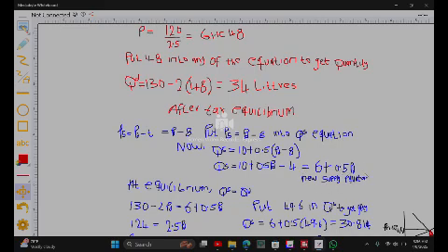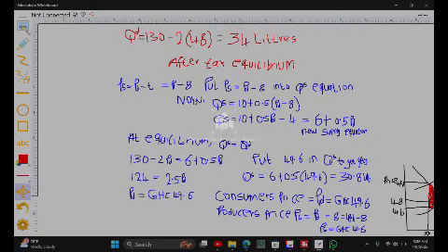And we know at equilibrium, as usual, quantity supplied equals quantity demanded. And our quantity demanded, nothing has happened to it. So 130 minus 2PD equals 6 plus 0.5 PD. That's our new quantity supplied.